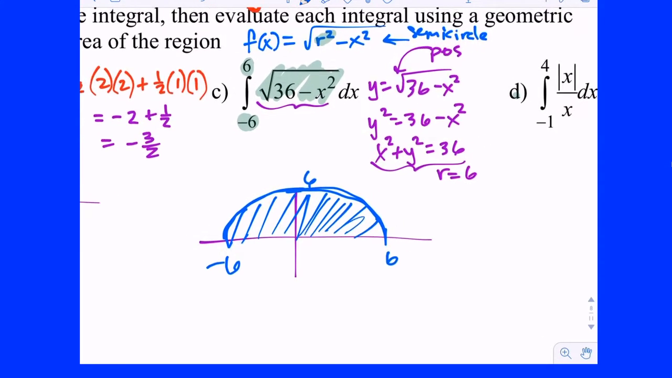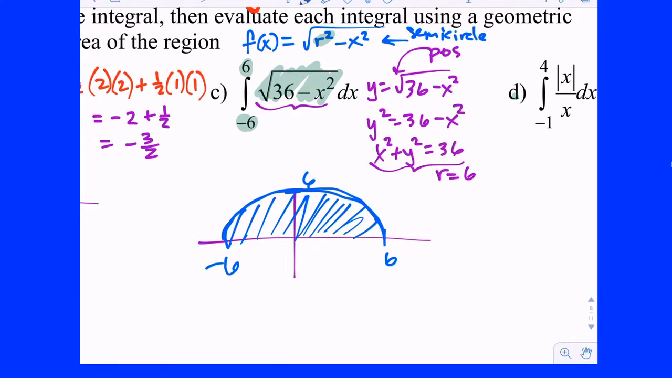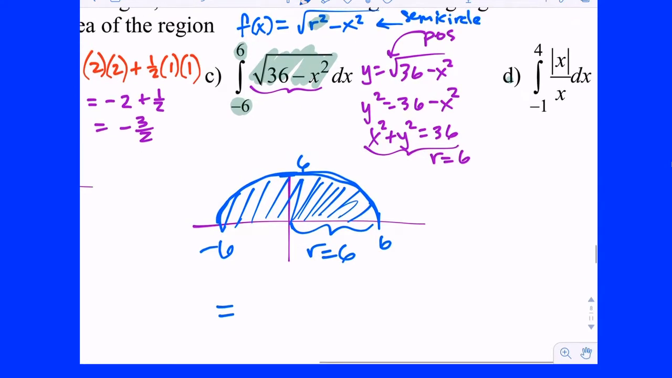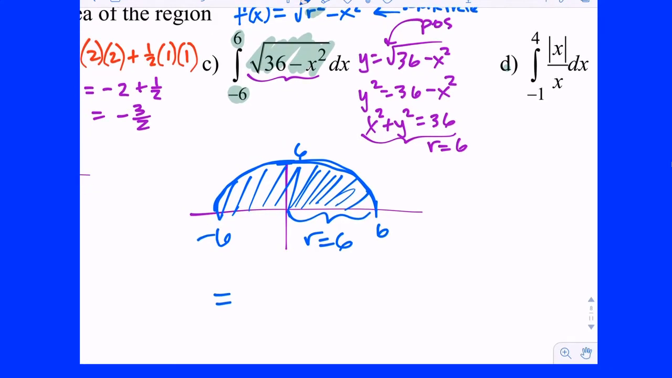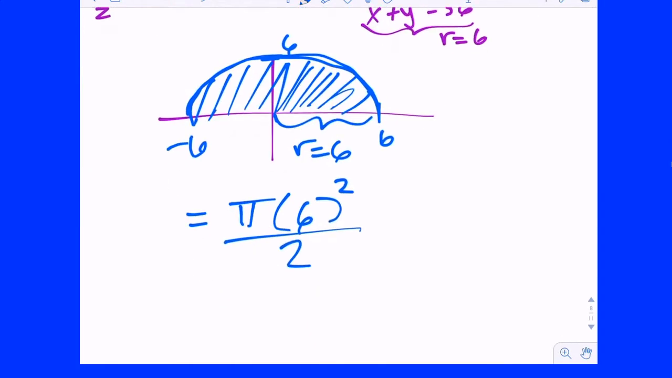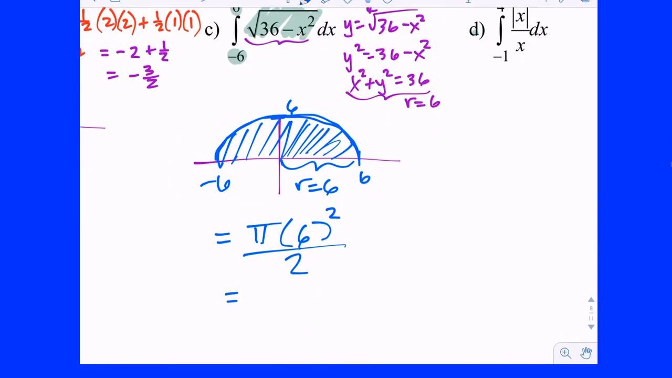So all we need to do then, it's going to be positive, right? This will represent the area because we're going from left to right and it's above. So the radius is 6. So the integral should equal, what's the area of a circle? Pi r squared, and then we just divide it by 2, and the radius is 6. So there's your setup. It indicates your method. It ends up being half of 36, which is 18 pi would be the simplified answer.